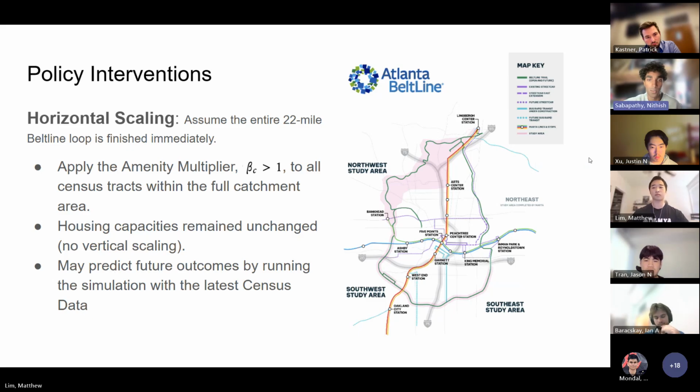In addition to those vertical scaling zoning policies, we also modeled horizontal scaling. This is a counterfactual scenario, and it asks what would happen if the entire Beltline loop was finished immediately. When we do this, we keep the zoning capacities exactly the same, but apply high amenity scores to every single area along the planned loop. The goal is to test whether spreading amenity access can diffuse displacement pressures or serve to concentrate them in certain hotspots. Comparing these two strategies of vertical and horizontal scaling can help us identify which approach best preserves affordability while still maximizing all of the benefits that came with the Beltline.